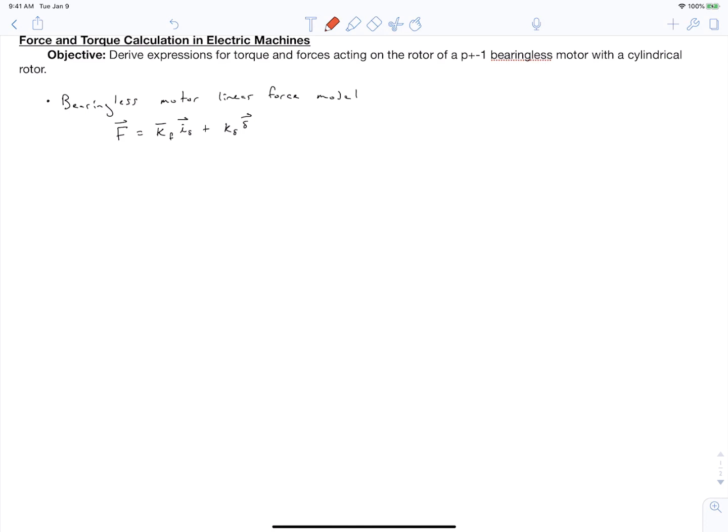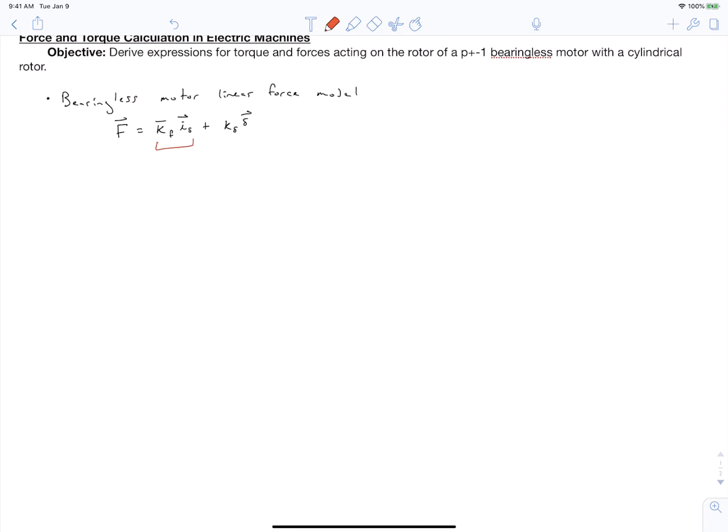So our force model is this complex coefficient Kf times our suspension current space vector plus a coefficient K delta times this vector delta. And the vector delta is the displacement of our rotor in the x and y direction. Our focus in this video is on the first term.